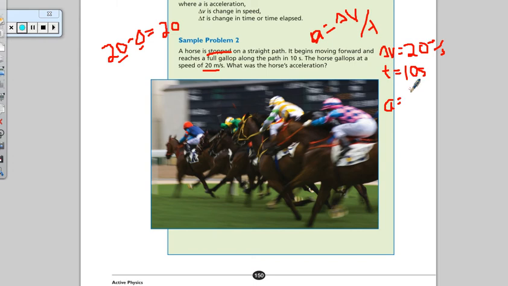Acceleration, change in velocity is 20 divided by 10. Put the units in there, 20 meters per second divided by 10 seconds. So acceleration equals 20 divided by 10, we get 2. So the change was 2 meters per second every second. So we put in 2 meters per second squared.